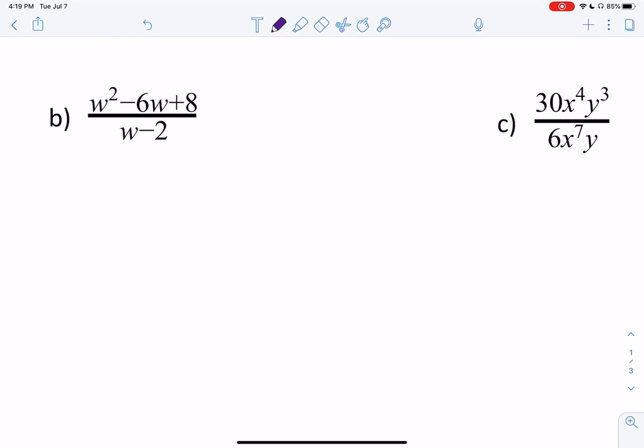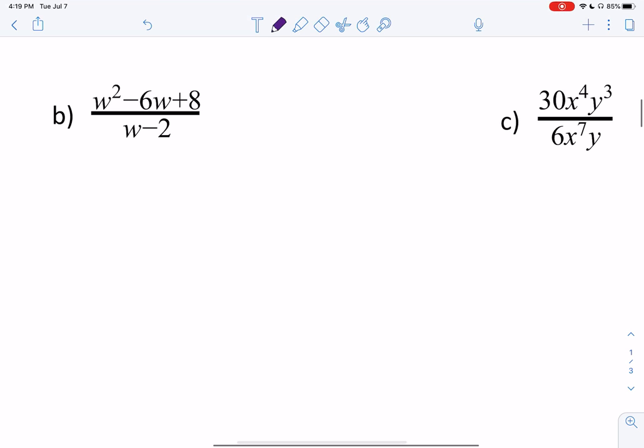For this example, we have w squared minus 6w plus 8 all over w minus 2. To start, we're going to look at our denominator and see what would make the denominator 0. In this case, that would be w equaling 2. So we can't have that, so w cannot equal 2. And now we're going to continue with the simplification.